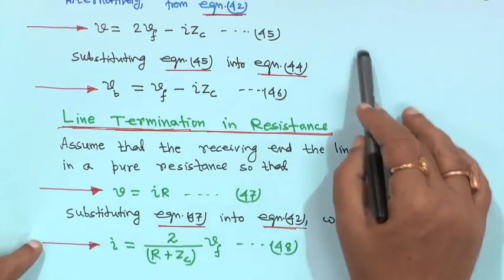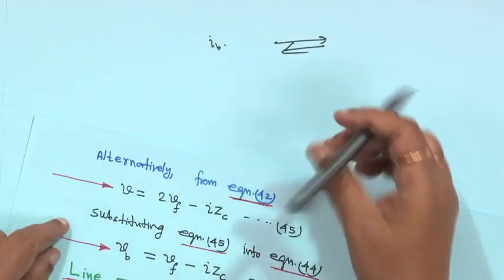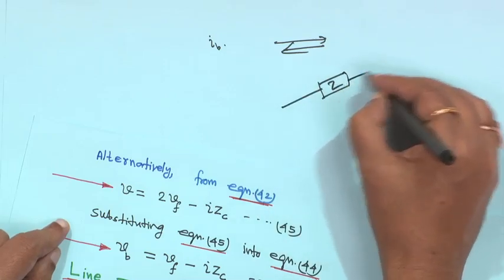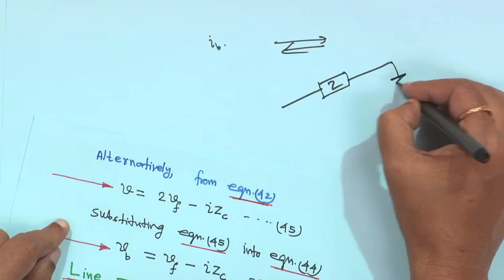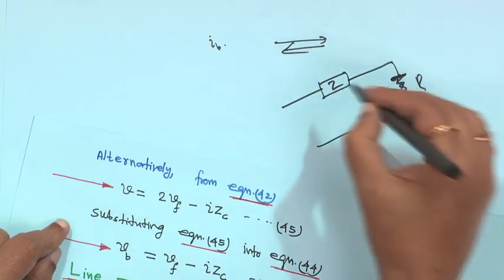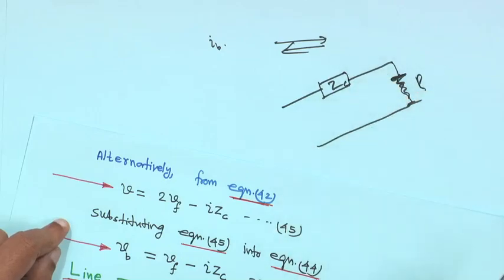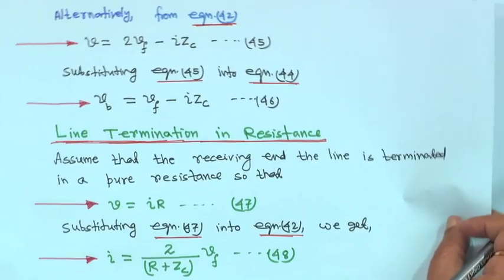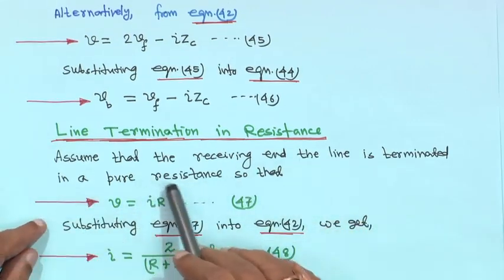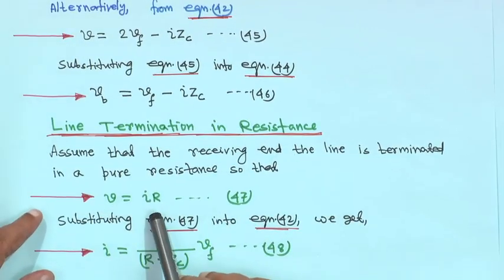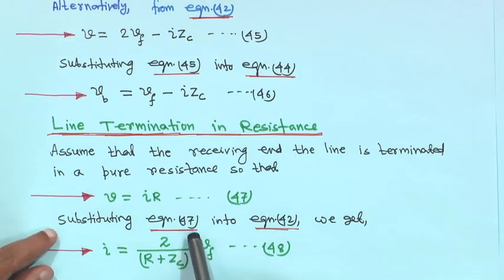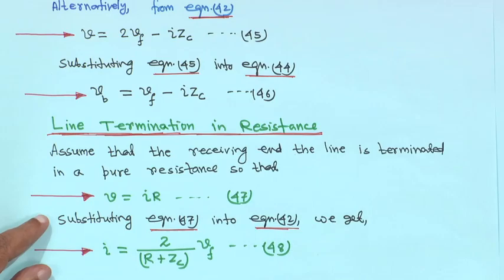You have a receiving end side and a sending end. I am just drawing it like this, the long transmission line, terminated here by a resistance R. On the sending end side, everything is there, the source and other things. So, assume that the receiving end line is terminated in a pure resistor, so that V is equal to IR. This is equation 47. Now, substitute equation 47 into equation 42.